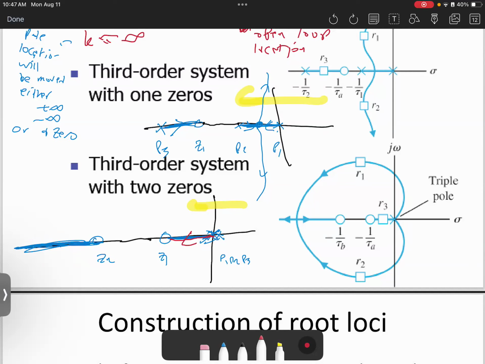These 2 remaining poles will move like this until reaching the point where they will collide. Then one pole will go toward this point, the other pole will go toward negative infinity. So I would say, for example, P1 goes towards Z1, P2 goes toward Z2, P3 will go towards negative infinity. That's the reason why I say the pole locations will move to either plus or minus infinity or toward a zero.